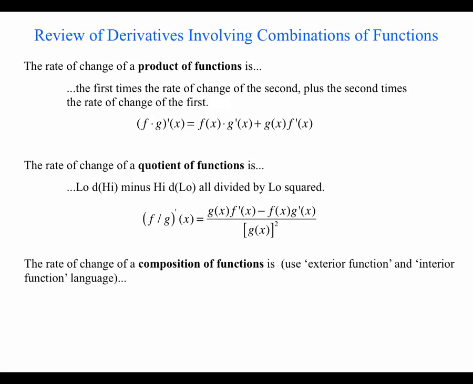Okay, and then the last one was the rate of change of a composition of functions. From here on, when we talk about composition, to make things the easiest we can, we're going to use the language exterior function and interior function. So for this one, I want you to see if you can form a statement using the words exterior function and interior function to describe what the rate of change of the composition of functions is. Practice with the person next to you. Can you say that in words using exterior function and interior function? Go.